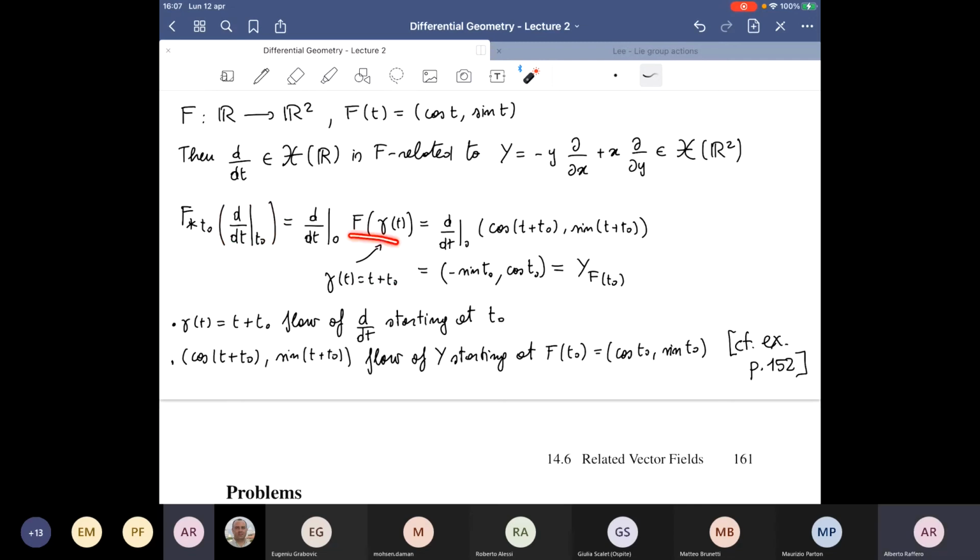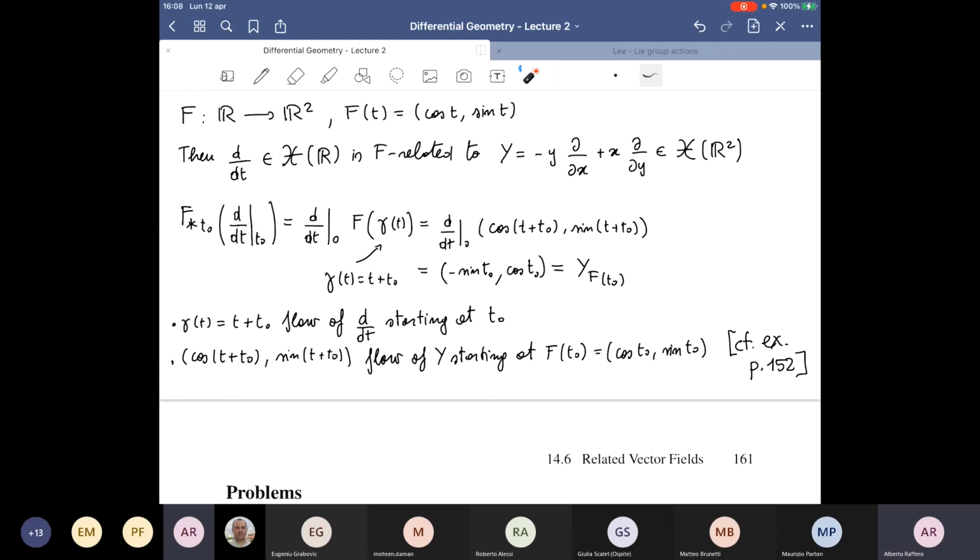But what is this f composed with this curve here? This is just cosine of (t plus t0) and sine of (t plus t0). Take the derivative with respect to the time and evaluate it at t equals 0, and you will end up with minus sine of t0, cosine of t0. Who is this? This is just y evaluated at the point f of t0.